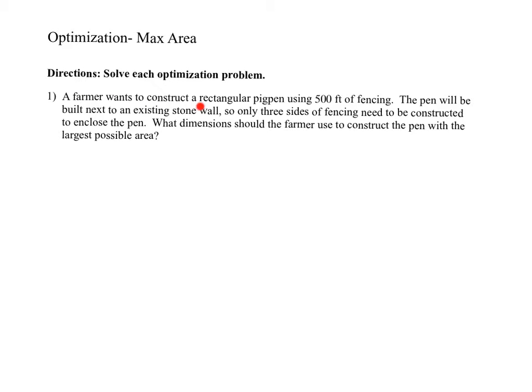A farmer wants to construct a rectangular pig pen using 500 feet of fencing. The pen will be built next to an existing stone wall, so only 3 sides of fencing need to be constructed to enclose the pen. What dimensions should the farmer use to construct the pen with the largest possible area?